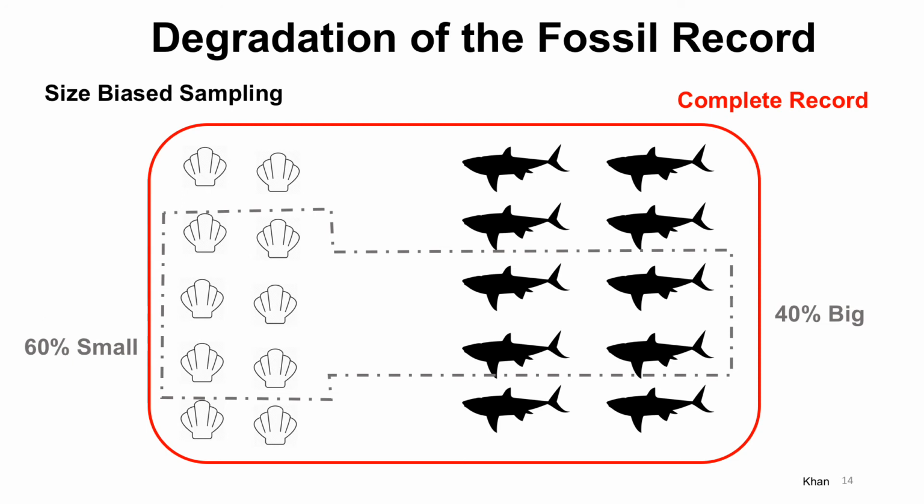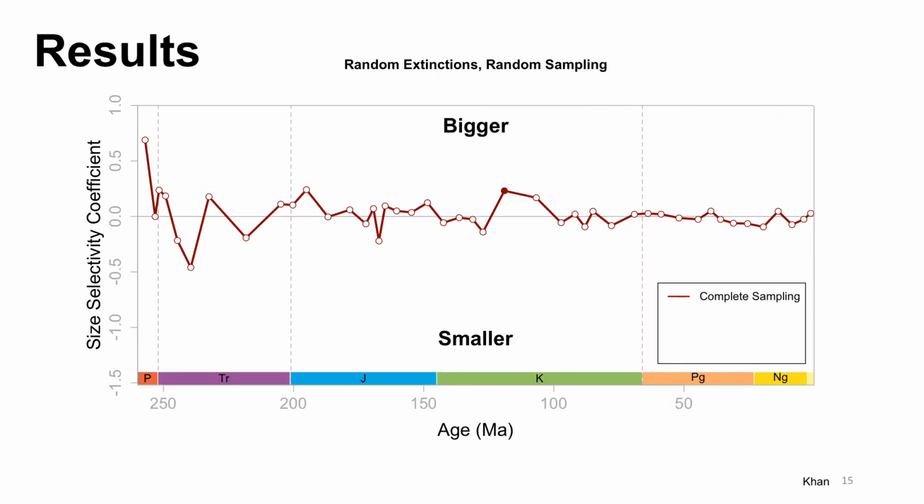This cartoon demonstrates sampling bias when smaller taxa are better sampled. We also repeat this process to collect datasets where bigger taxa are better sampled. Finally, we use logistic regression methods to analyze the association between body size and extinction risk.